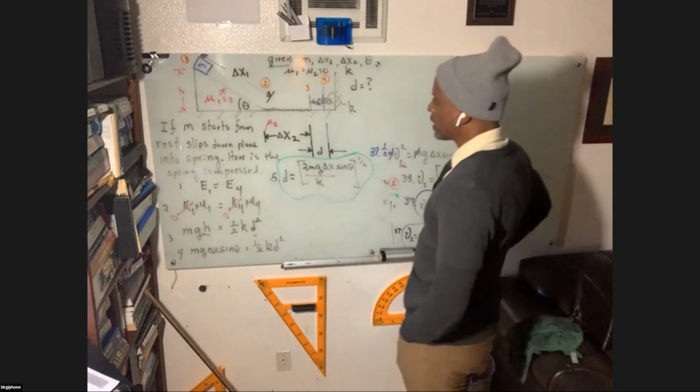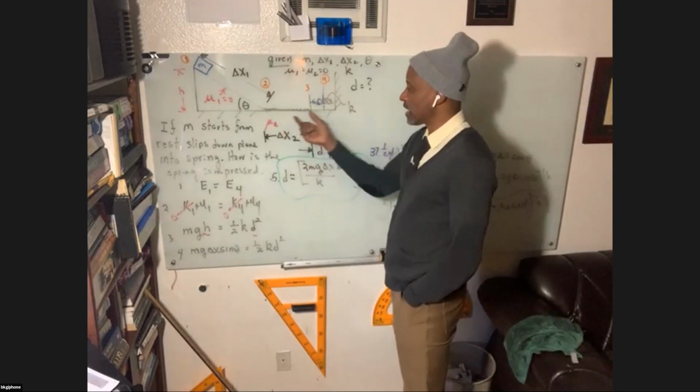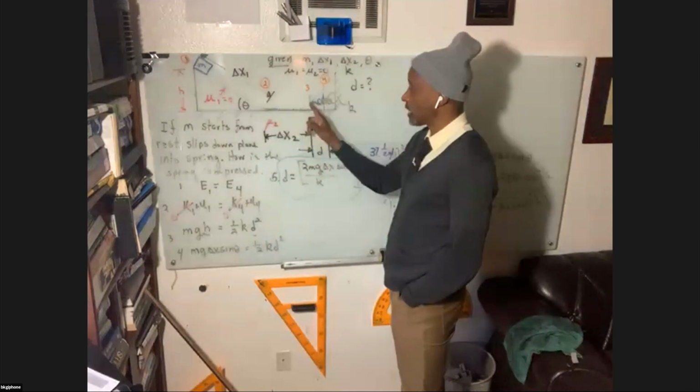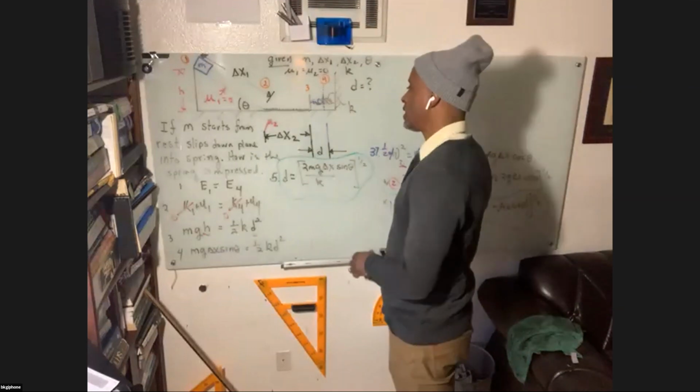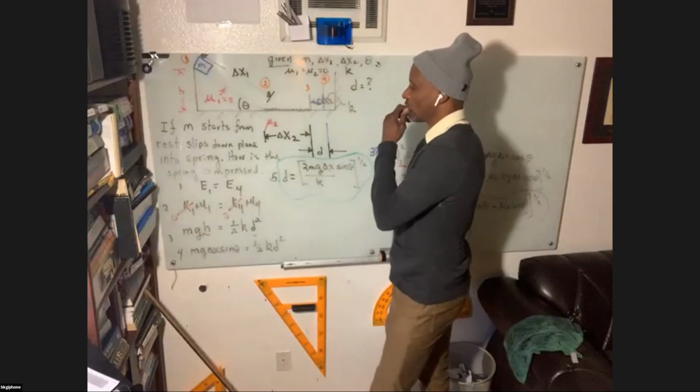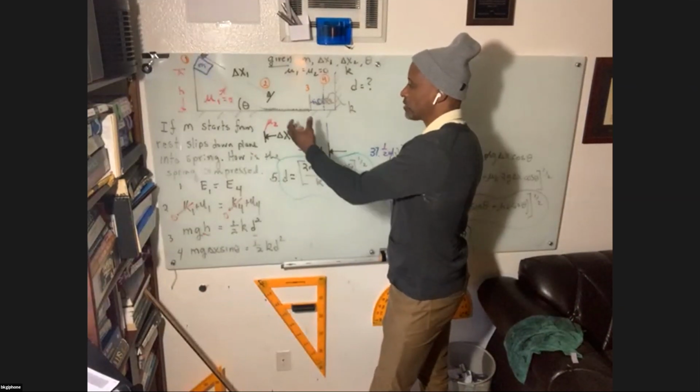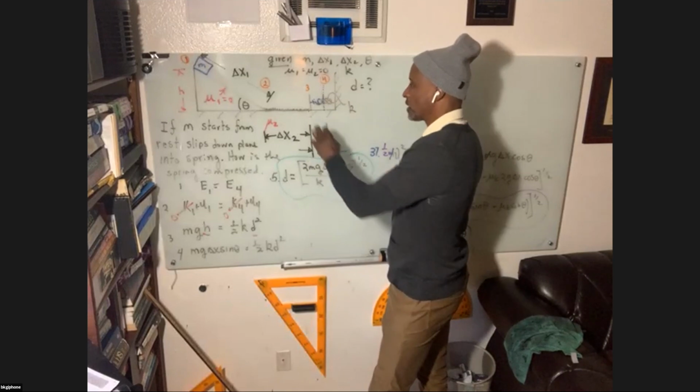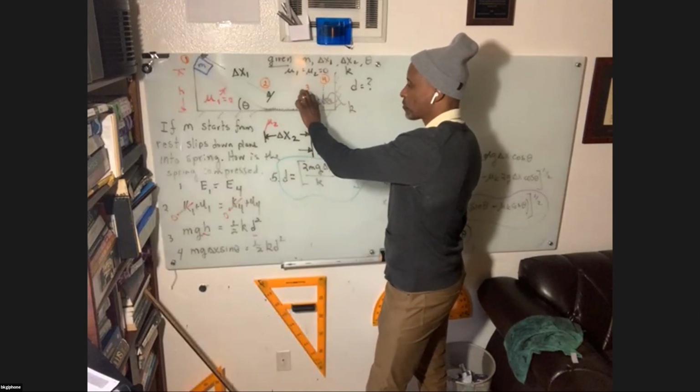Well, whatever the velocity is that it has when it gets here, it's going to change when it gets here. Okay. And so because energy is going to come out of the system, because it's going slower at position 3, it's going to be depressed more.